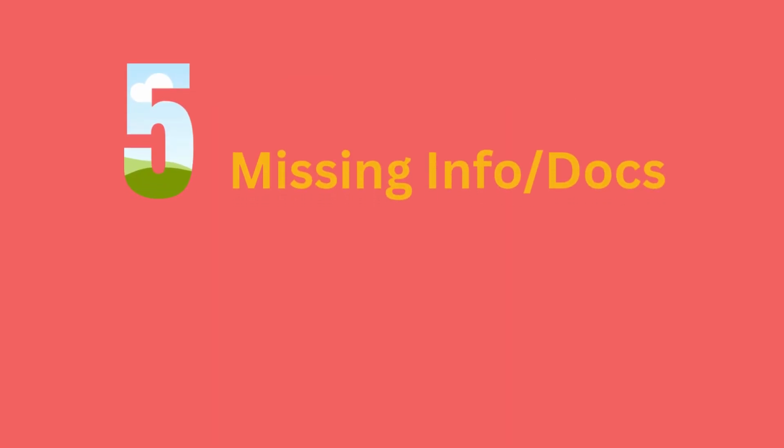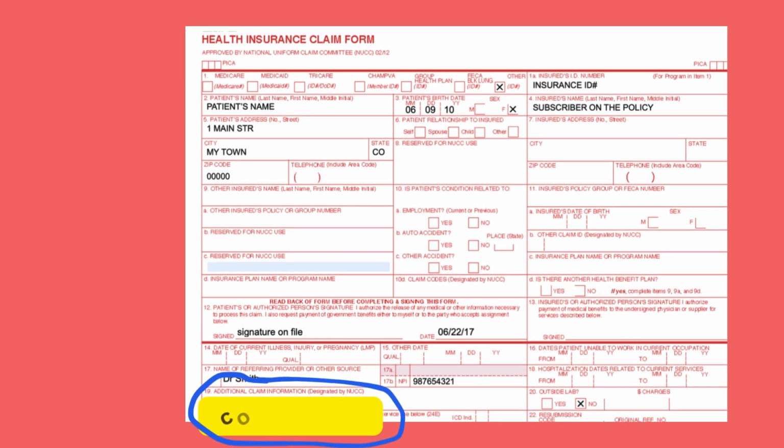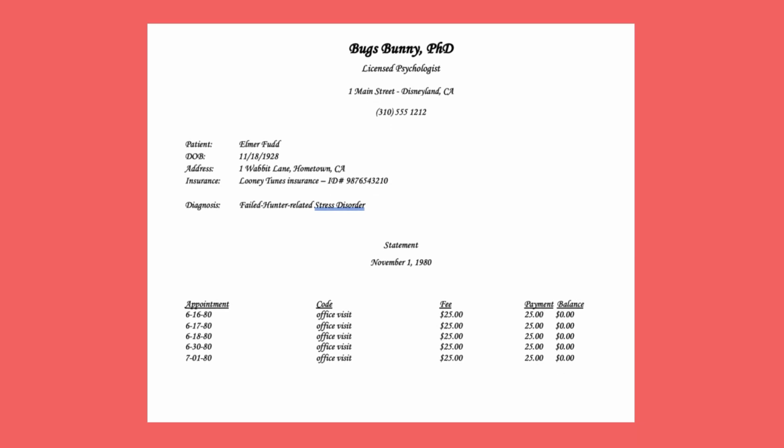And last but not least, missing information and or documents. For example, if you switched insurance company or plan, your provider must be given the new information and must send either a corrected claim to your insurance or send the claim to the correct insurance. But if you submit invoices yourself for reimbursement, and that happens in most out-of-network claims, well, make sure that all the demographics information is there and is correct. And make sure also that the billing information with proof of payment is attached.